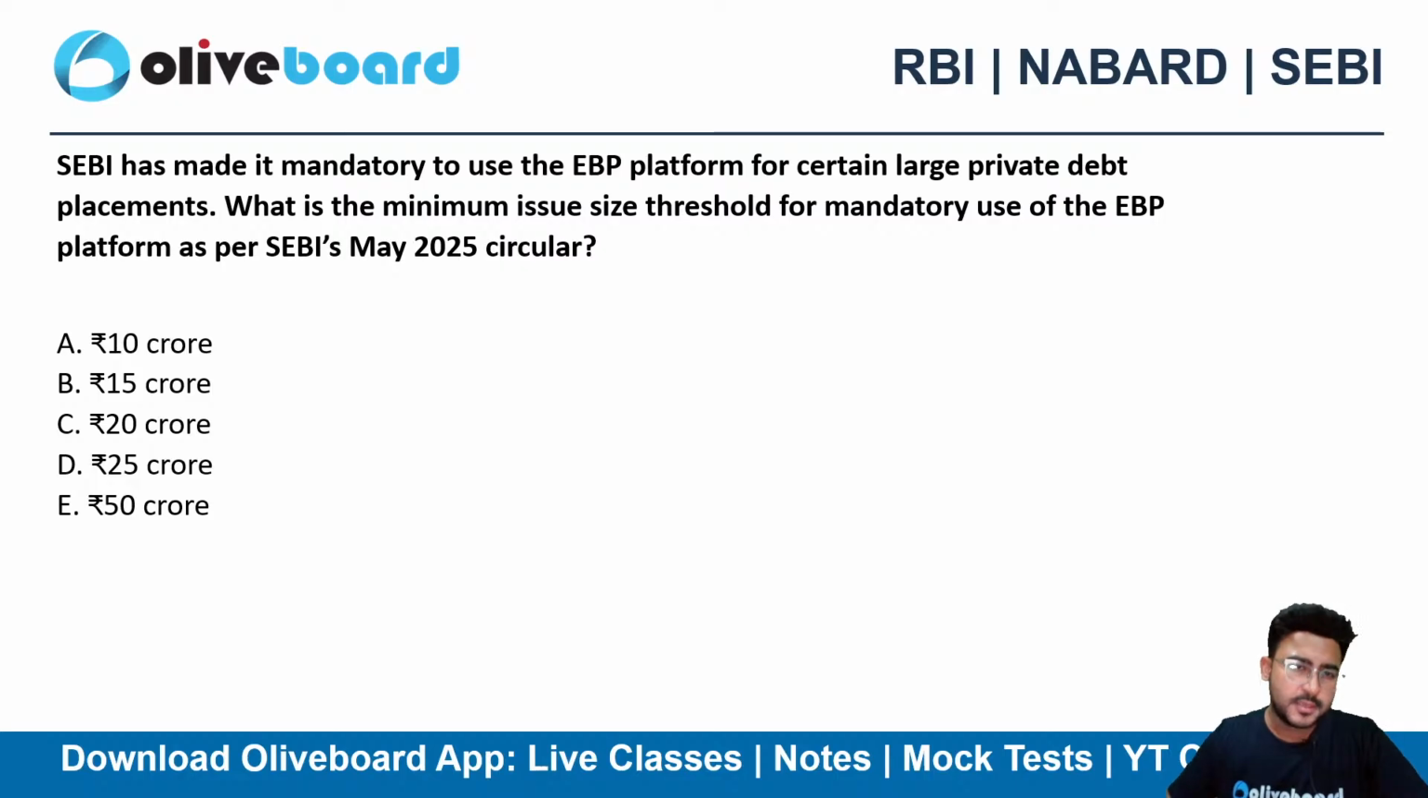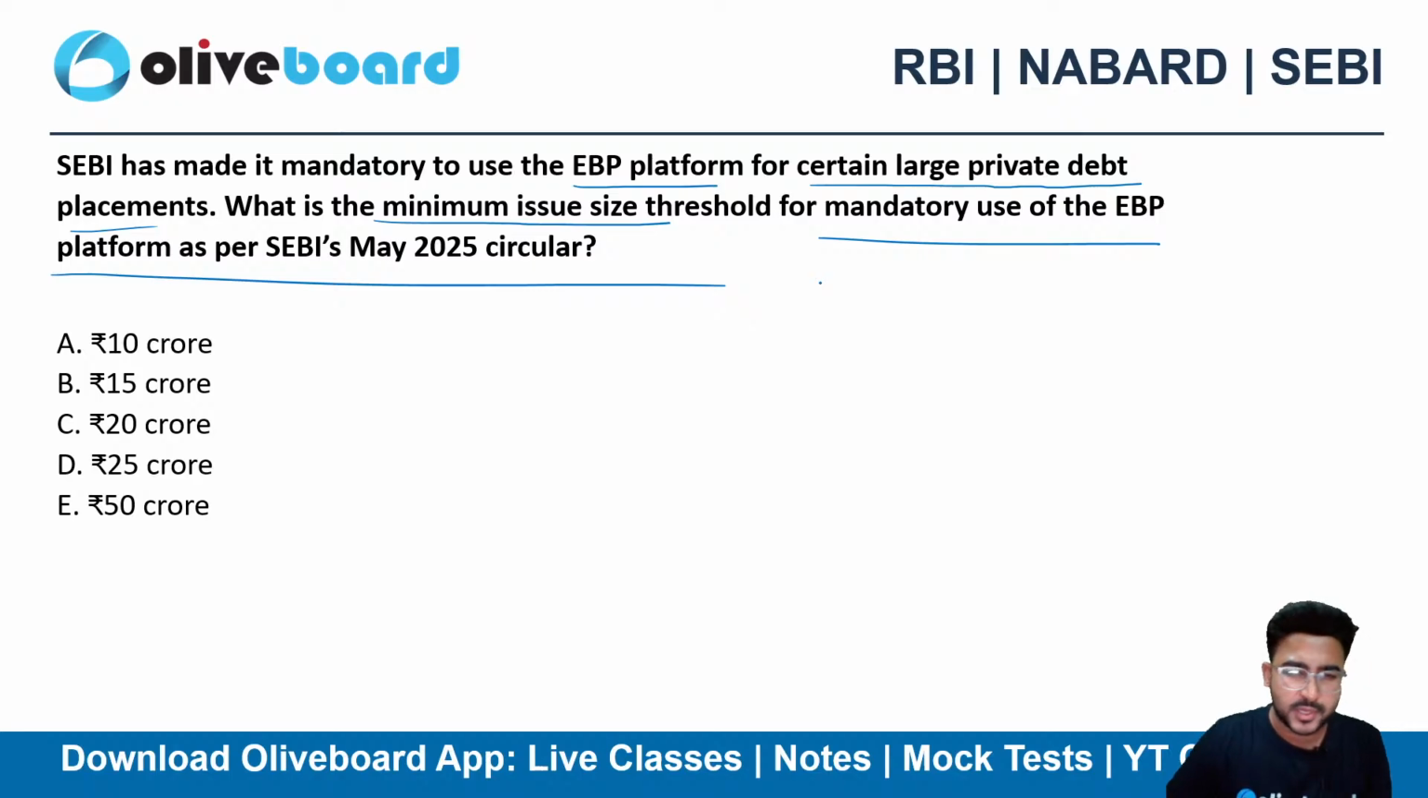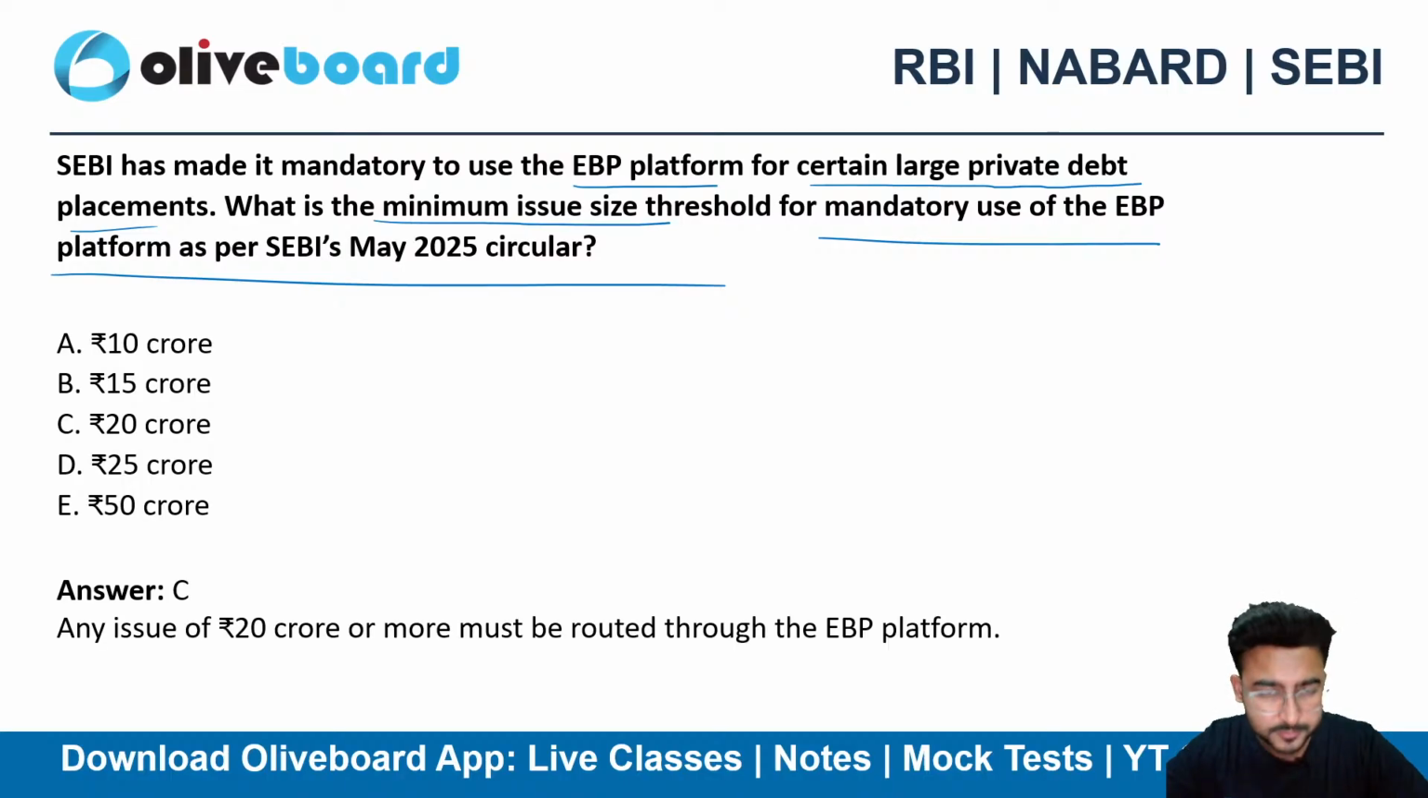Next is SEBI has made it mandatory to use the EBP platform for certain large private debt placement. What is the minimum issue size? बहुत ही simple है यार. Threshold for mandatory use of EBP platform as per the SEBI's 2025 May circular. बहुत ही simple question है ना. 20 crore is the correct choice here. 20 crore.